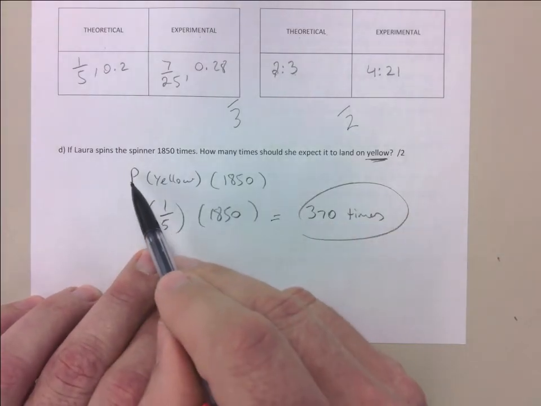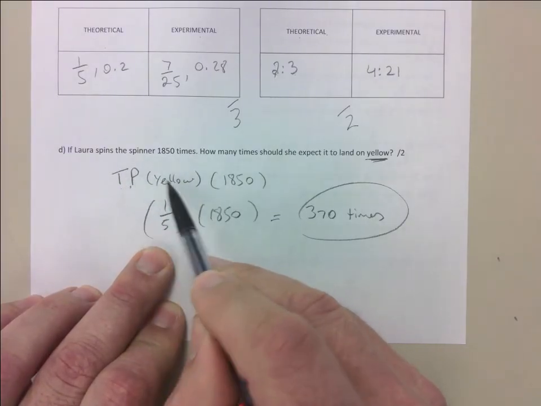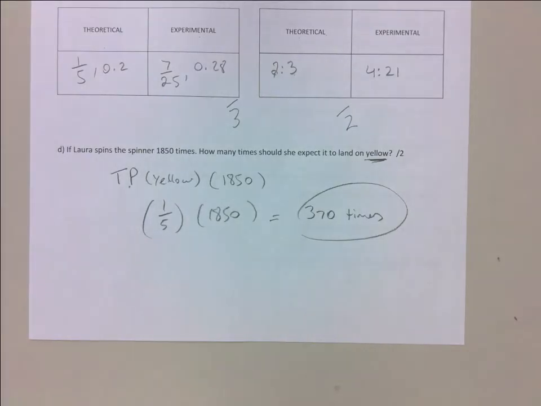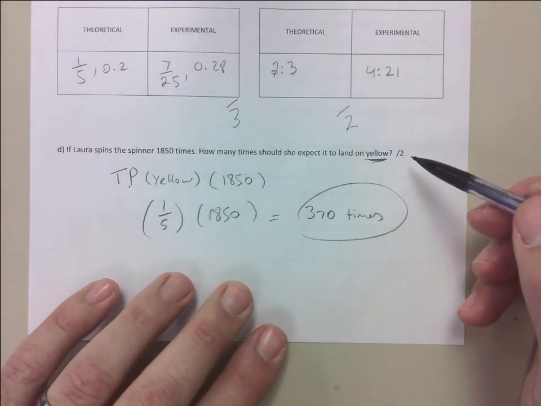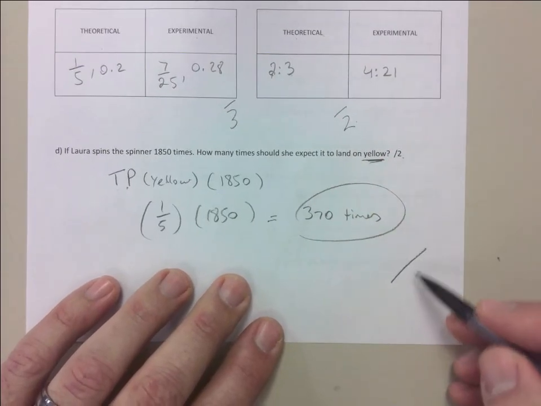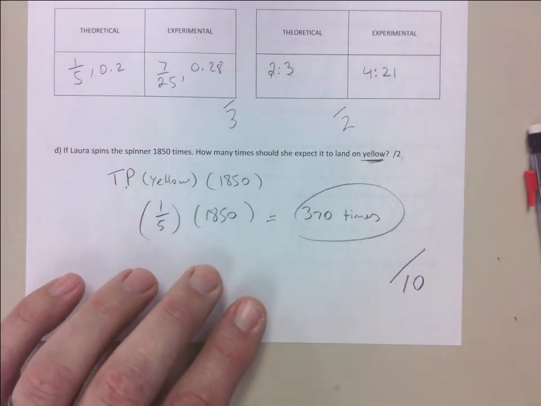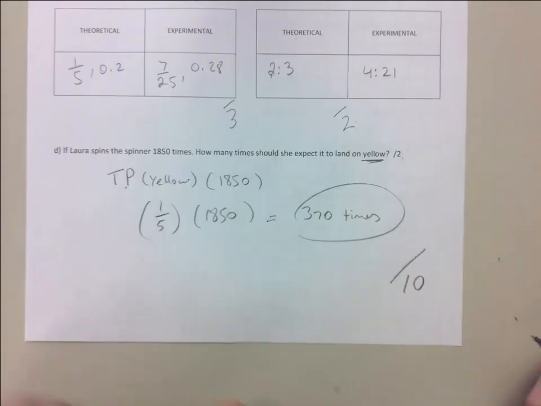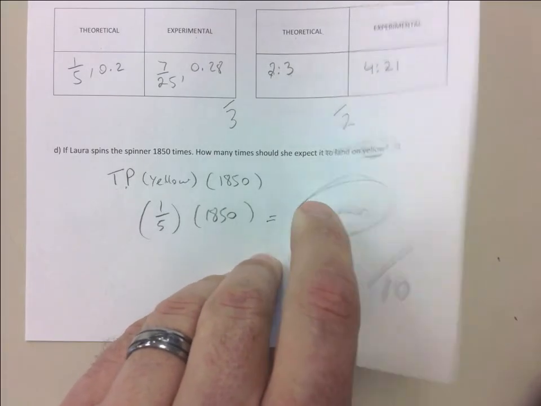I should say, instead of just P of yellow, it's TP of yellow. That's technically what you should be doing. Get the theoretical, figure it out. So this page is 2, 4, 10. Okay? 10 for the back side and 19 for the front. That gives us a total of 29.